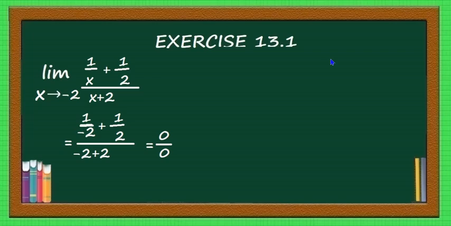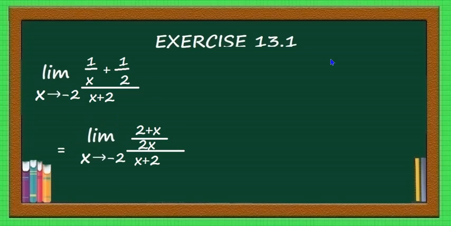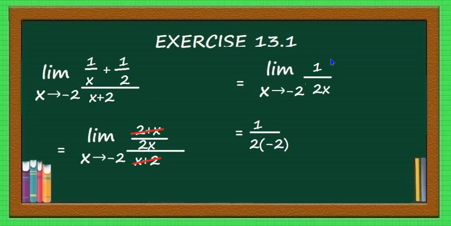Now to find the limit of the function, you take the LCM for the numerator. 2x is the LCM, and the numerator is (2 plus x) divided by 2x, divided by (x plus 2). Now 2 plus x and x plus 2 get cancelled, and what will remain? The limit as x tends to minus 2 of 1 by 2x. Now you put x equal to minus 2, you will have 1 by 2 into minus 2, that's equal to minus 1 by 4. The limit of this problem is minus 1 by 4.